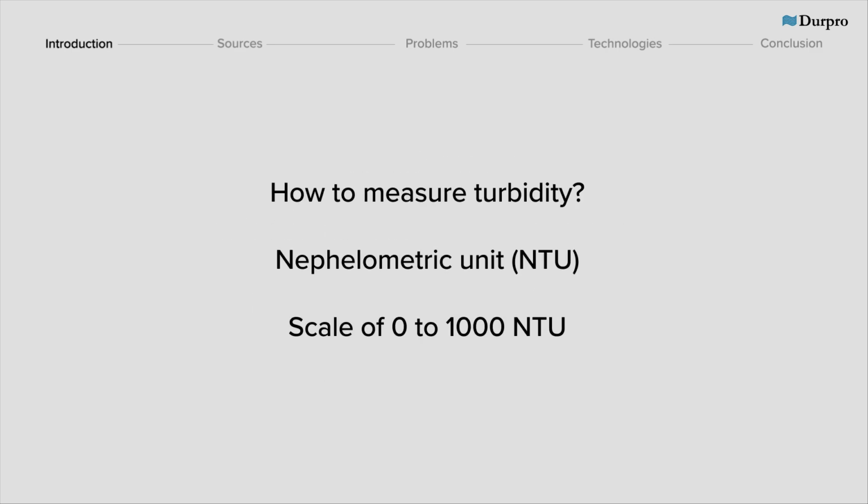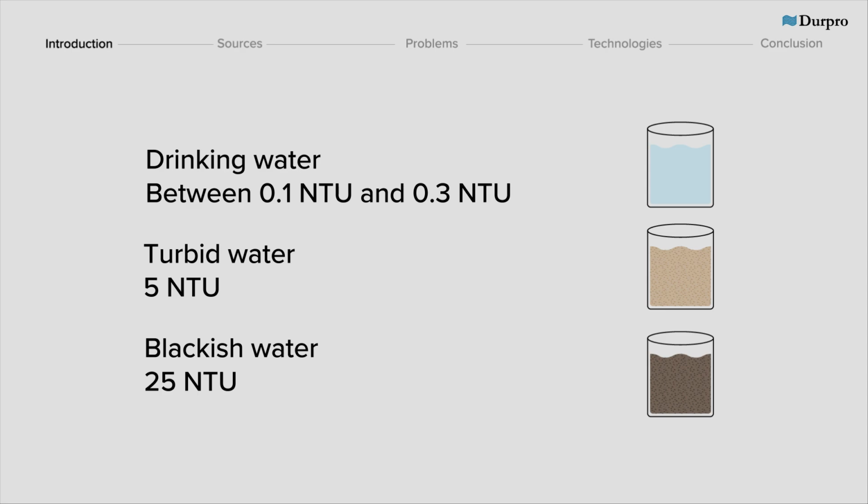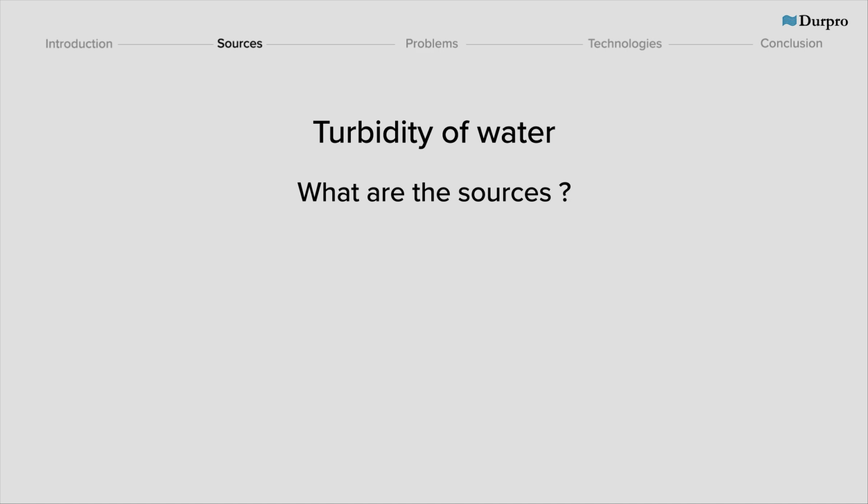Expressed in nephelometric units, the turbidity of water can range from 0 to 1000 NTU. In an aside, NTUs are nephelometric units and represent the ability of light to pass through a water sample. Typically in Canada, the standard for turbidity in drinking water is that it should not exceed 0.3 NTU, but the goal should be to reach 0.1 NTU. For example, a water sample with 5 NTU is visibly turbid, and when it reaches 25 NTU, the water becomes blackish.